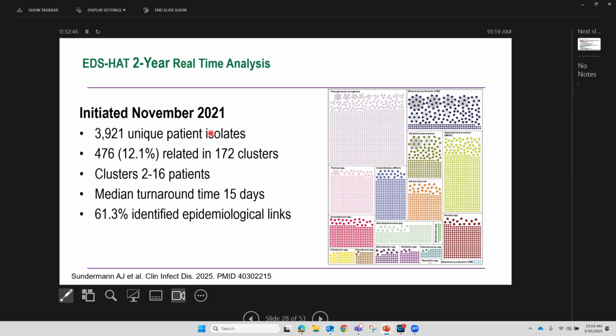So we sequenced about 4,000 isolates. 12% of isolates were related. So think about it. We sequenced a large number of isolates, and we detected a bunch of clusters. Clusters range from 2 to 16 patients. Median turnaround time was about 2 weeks. And we identified the transmission route in about 61% of cases. So again, this is all Pseudomonas here, unrelated cases here, and then our clusters up here. Same for VRE, for example.